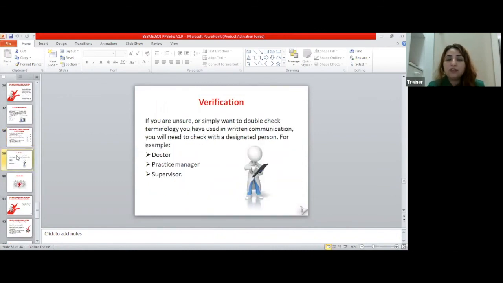Verification: sometimes you can't understand people's handwriting. You need to clarify those things. Sometimes you didn't hear properly what they're saying. You need to say, sorry, I can't understand, can you please repeat? There's absolutely no shame in doing those things, because you're doing it for safety reasons.